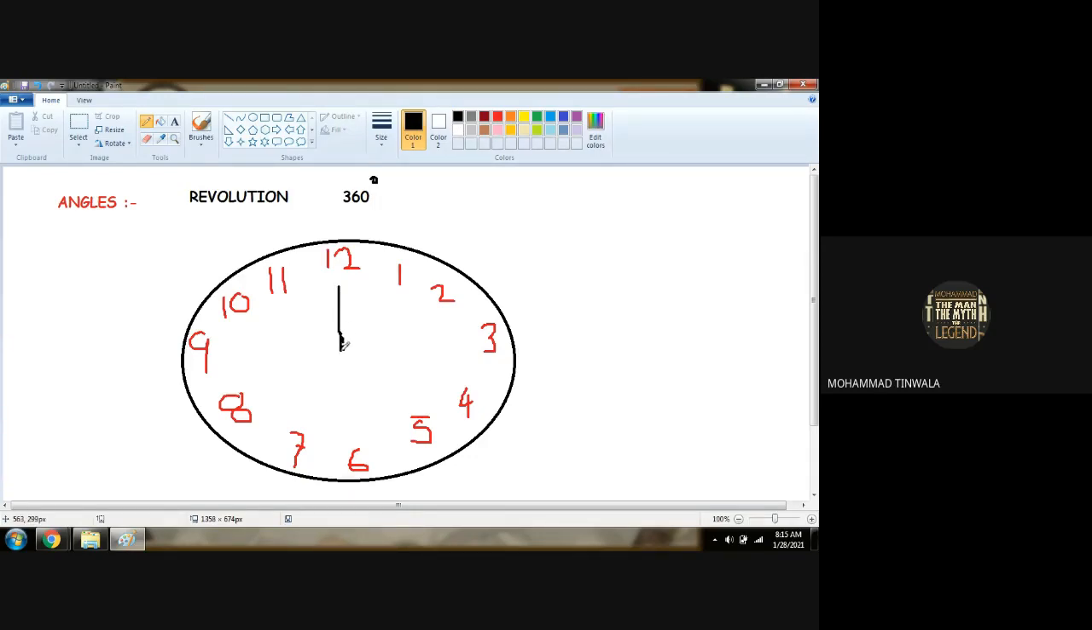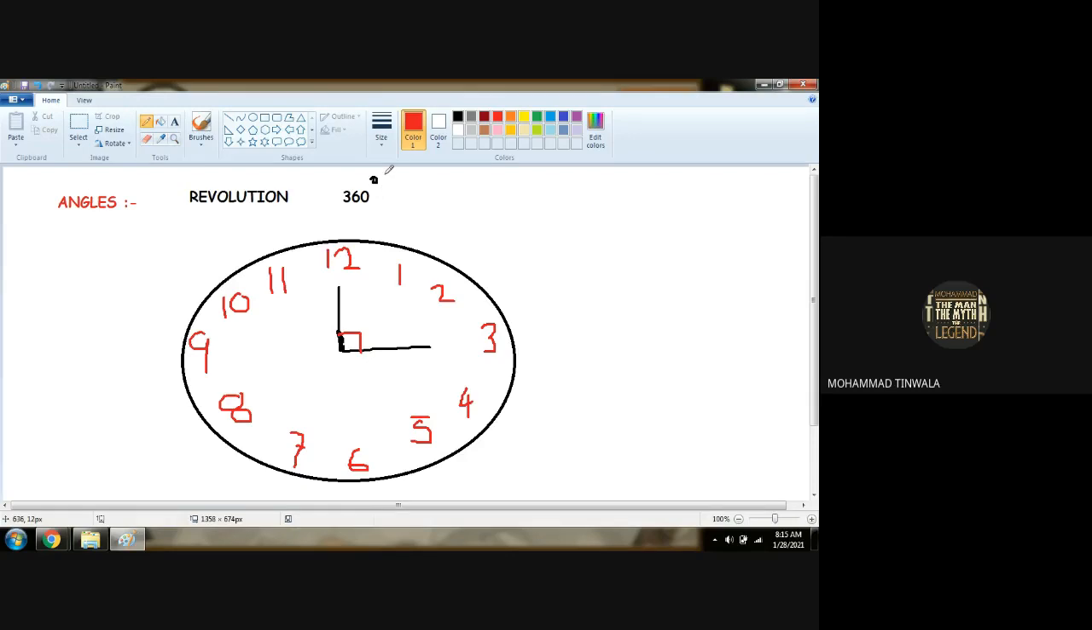Now if I say that there is one hand at 12 o'clock and another hand is at 3 o'clock, what kind of angle is forming here? Right angle. How are you managing this, that this is a right angle?